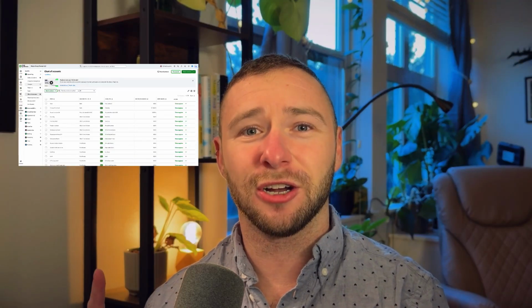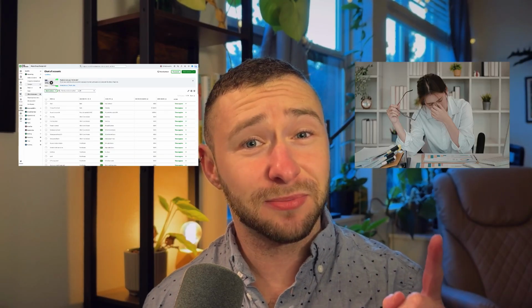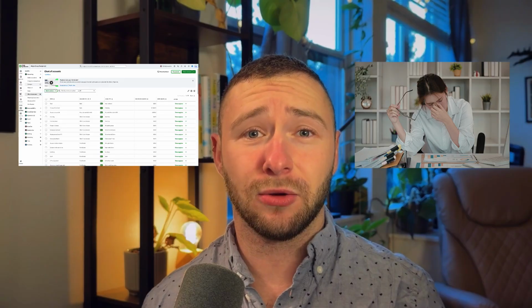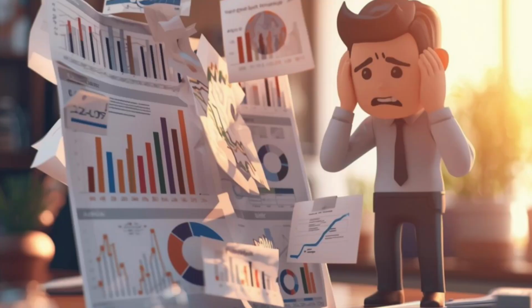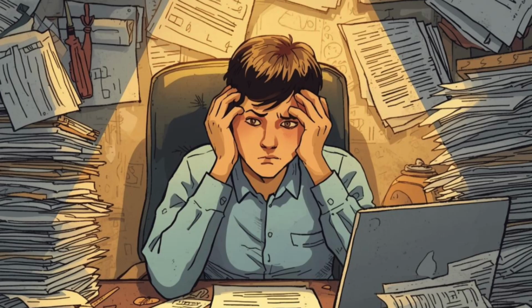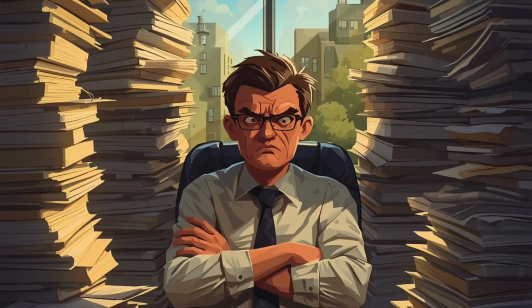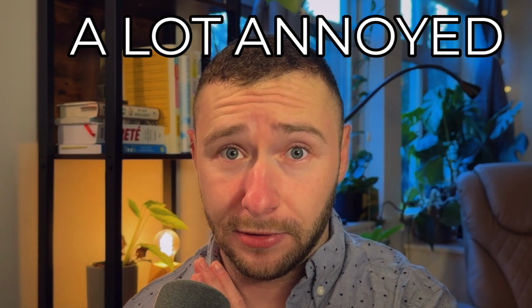This is the chart of accounts. This is probably how you're feeling right now looking at QuickBooks. If the chart of accounts isn't set up correctly, your reports won't make sense, taxes get messy, and yeah, your CPA is probably going to get a little annoyed. A lot annoyed. And if you mess this part up, everything else in your bookkeeping starts to fall apart.